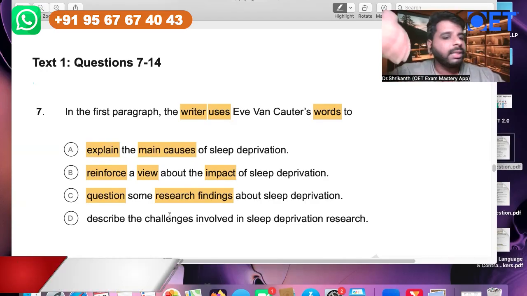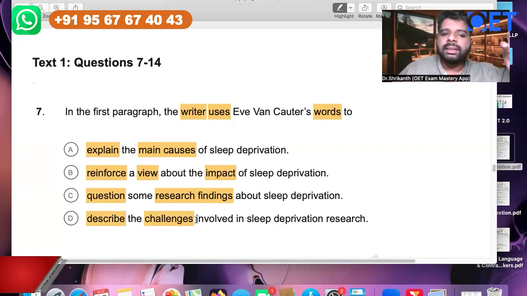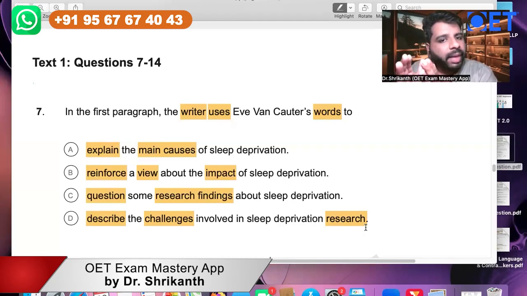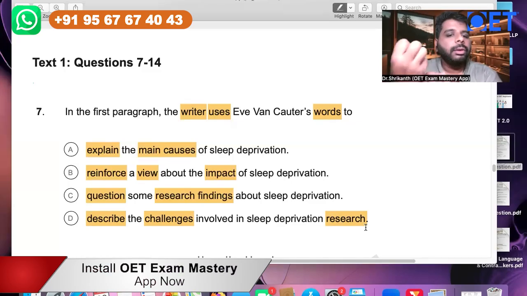Now, let's come to answer option D. Describe the challenges involved in sleep deprivation research. So here it is a little bit straightforward. He believes there are certain challenges. When it comes to doing research, there are certain challenges, and he wants to describe those challenges to us. So the main purpose of using Yvonne Cotters words is to describe those challenges to us. Right. So this is what is happening over here.